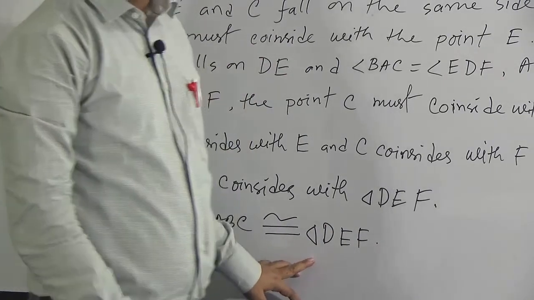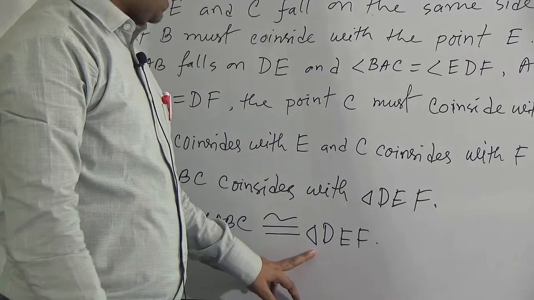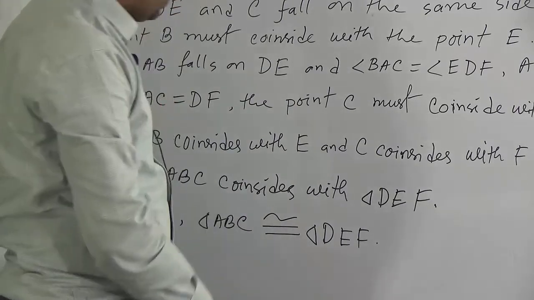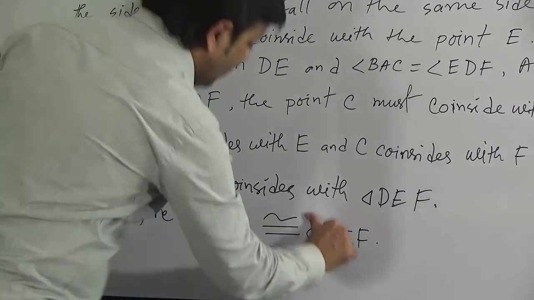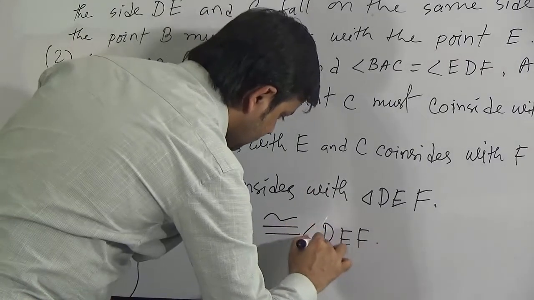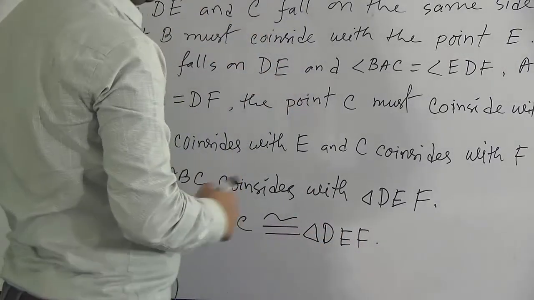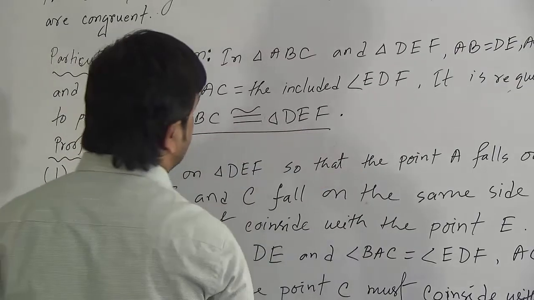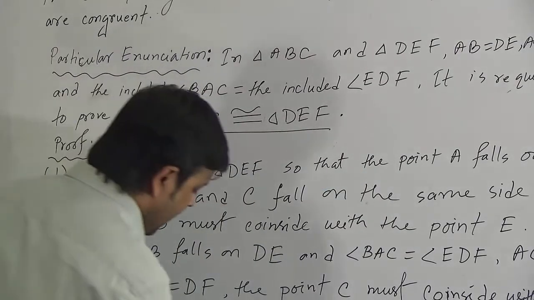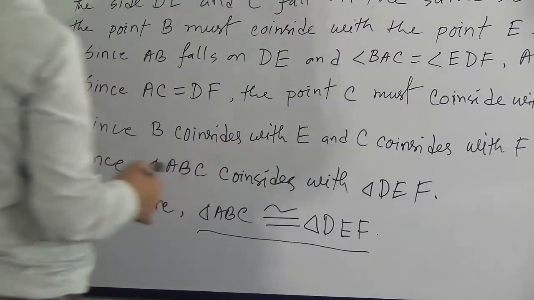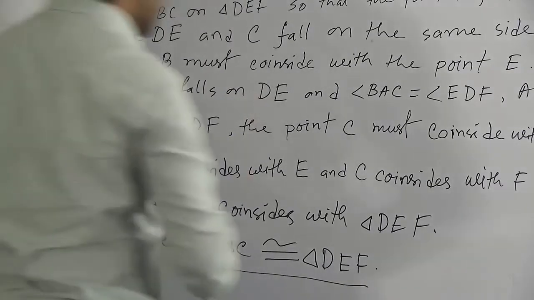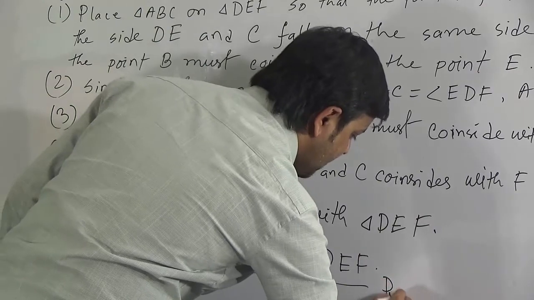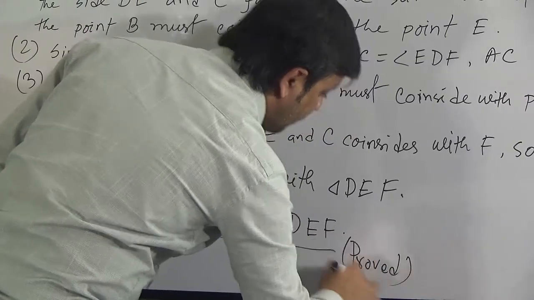Dear students, if you notice the proof in your book, this triangle sign is not given in your book, but you have to give it. Okay, dear students, the proof is done. What we need to prove? We need to prove triangle ABC is congruent to triangle DEF. I have proved it. So proof is done. I hope you have understood how to prove.